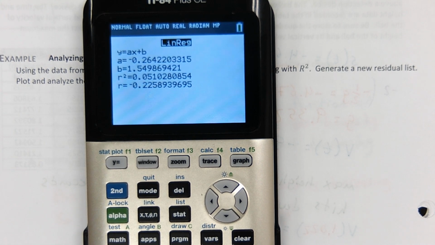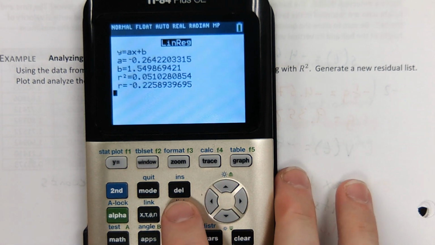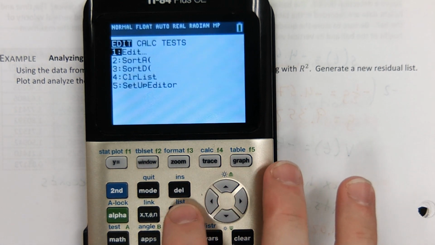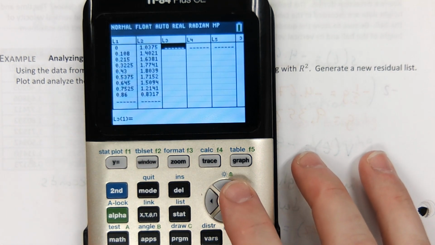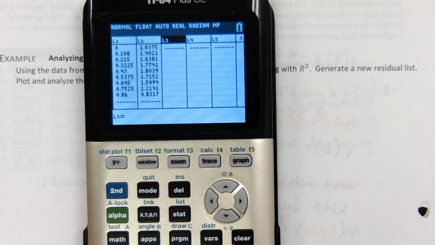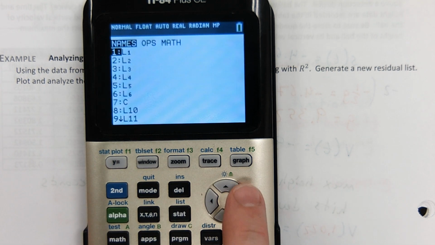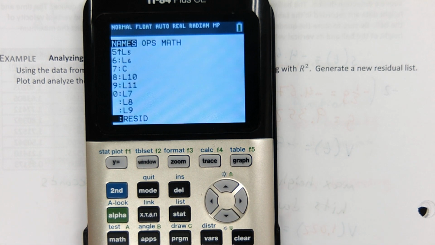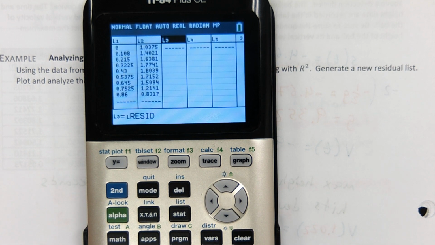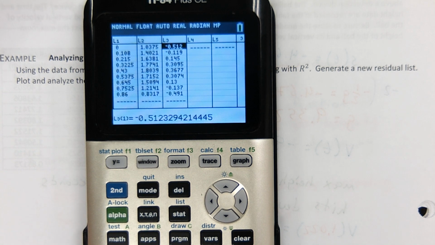But I want you to see what bad residuals look like. You saw good residuals. They just kind of spread themselves around the x-axis randomly. Go stat edit, go back to L3, go up to highlight L3, second stat, and put resid back on there, and hit enter. It just generated new residuals for me. Now look at those residuals. They go between negative 0.5 and 0.3.